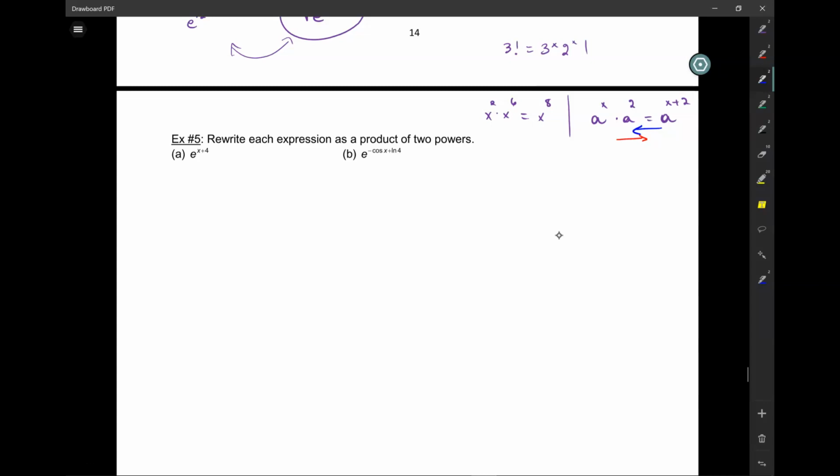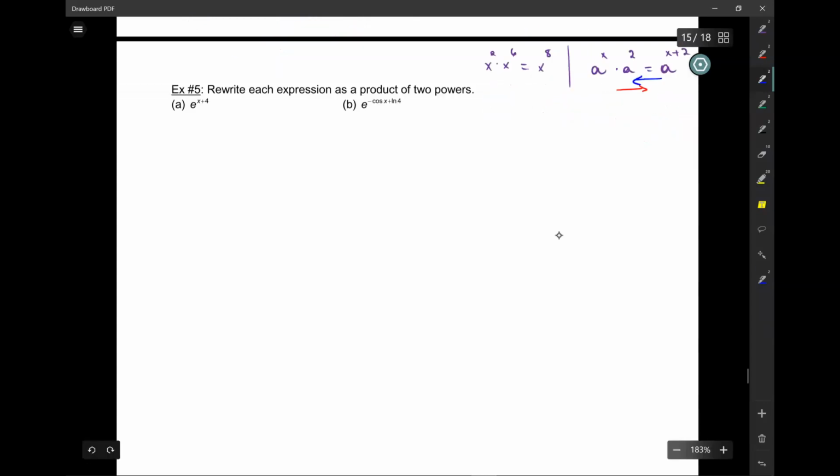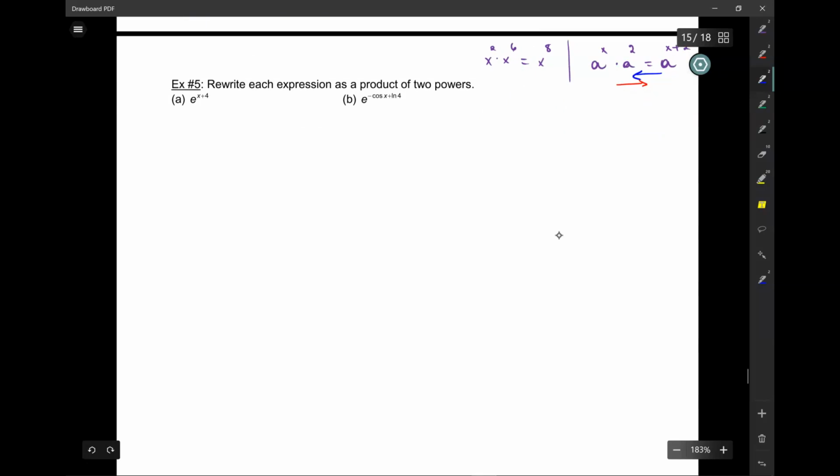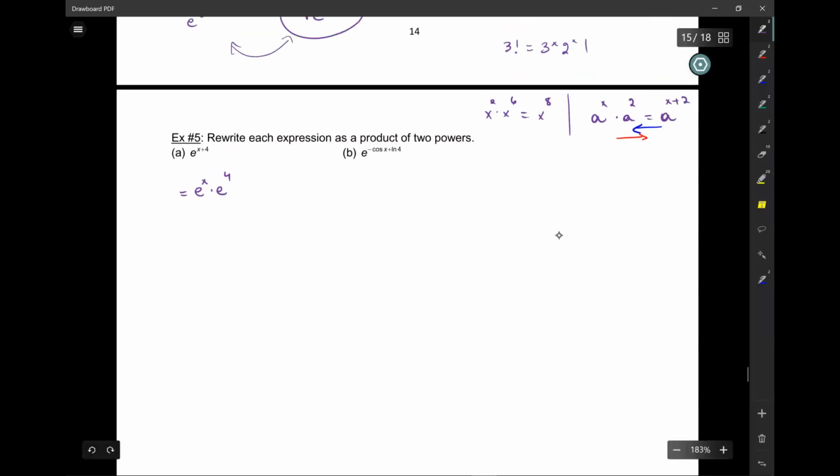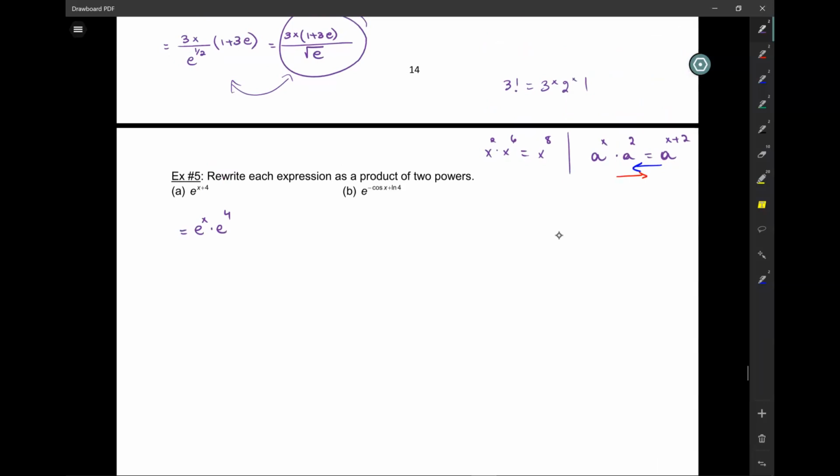This is huge in calculus, not in any of the books that come before it. So, here we go. Let's split this up. E to the x plus 4. Well, that's really e to the x times e to the 4. That's it. That's all I need you to do. E to the x is e to the x. No, that's e to the ln, or ln of e, yeah.